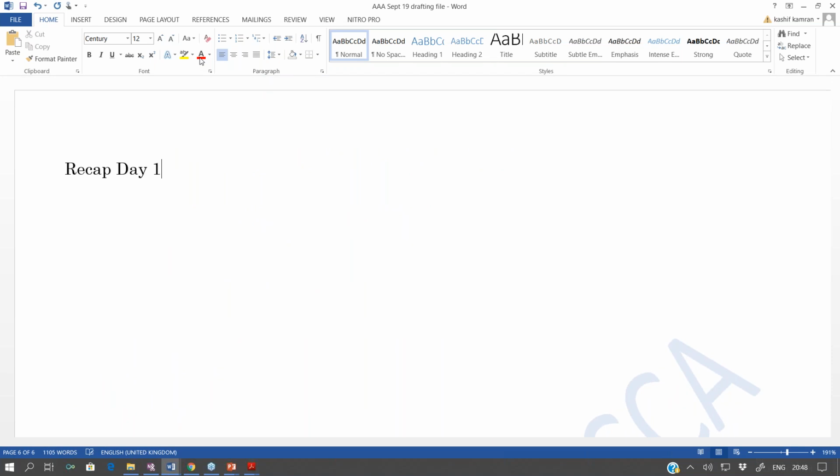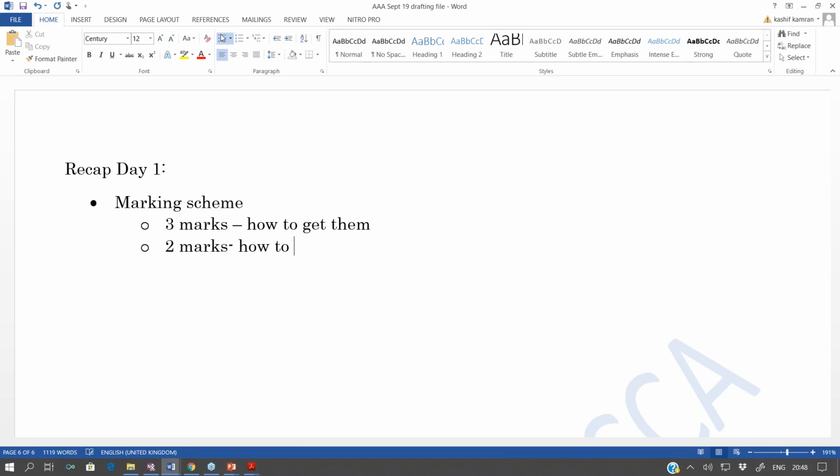Recap day 1. Number 1, the marking scheme was the most important thing we came across today. The 3 marks, how to get them, 2 marks, how to get them. Then the 4 marks on the briefing note, right? And then the 5 marks on the additional information.